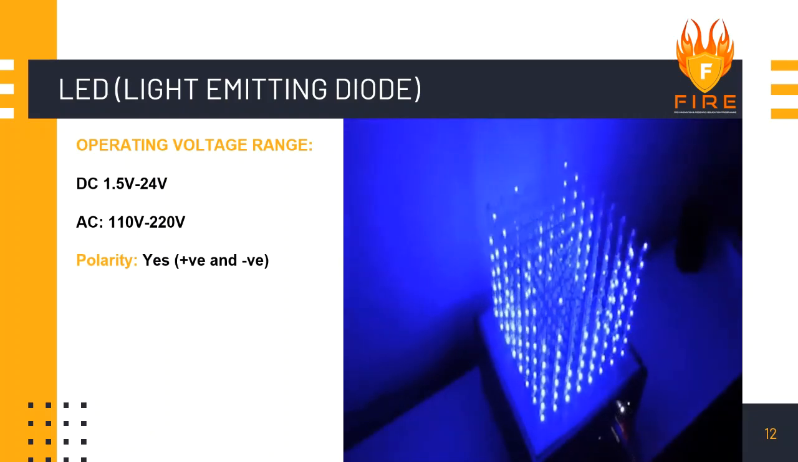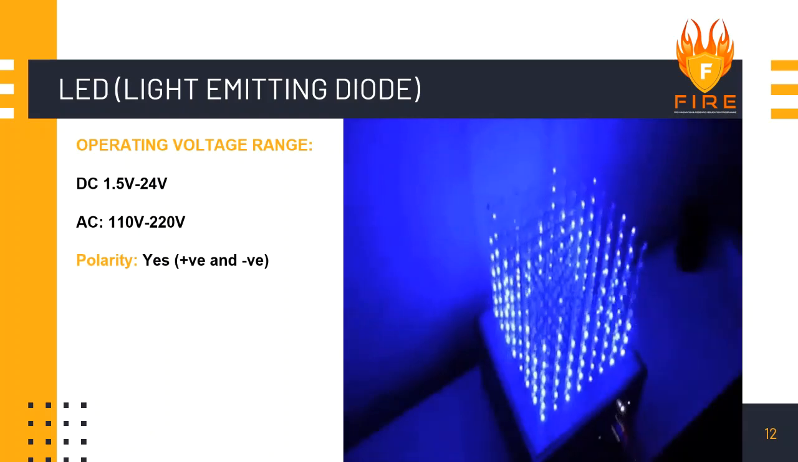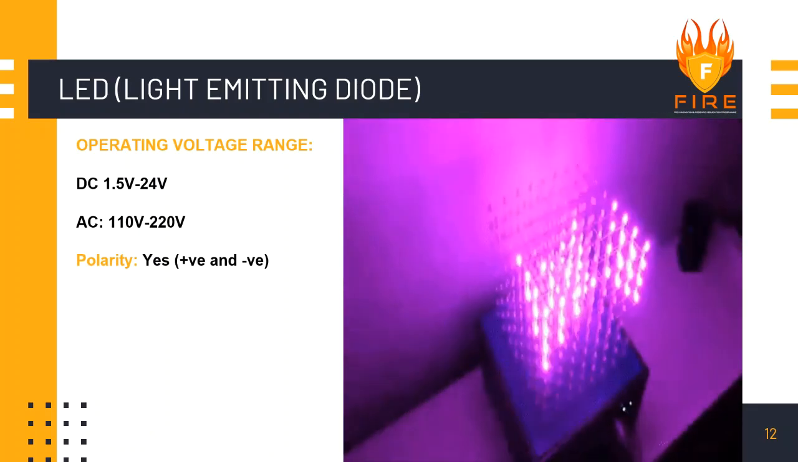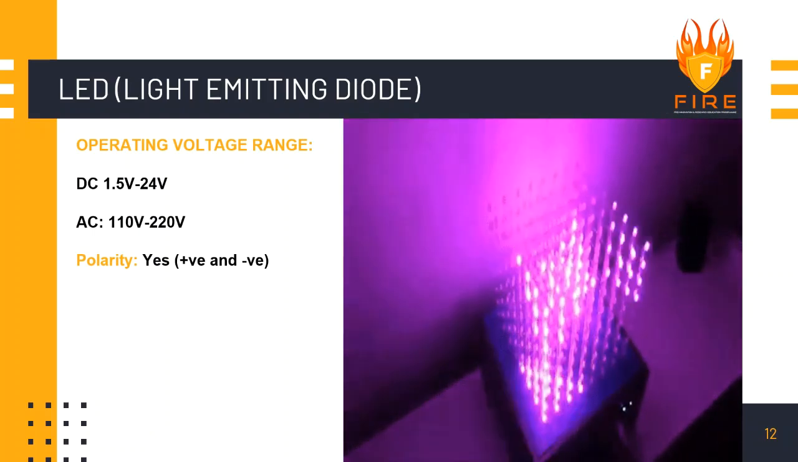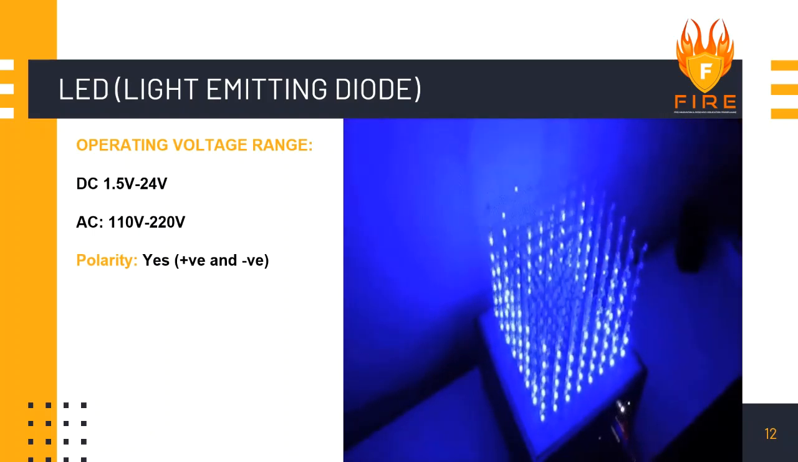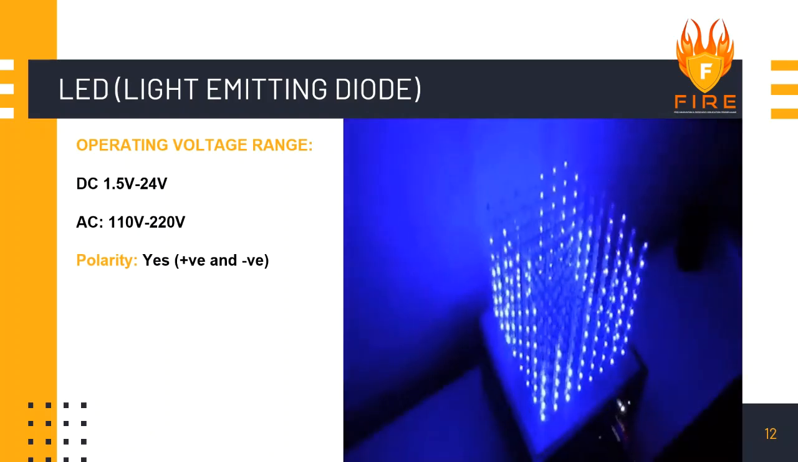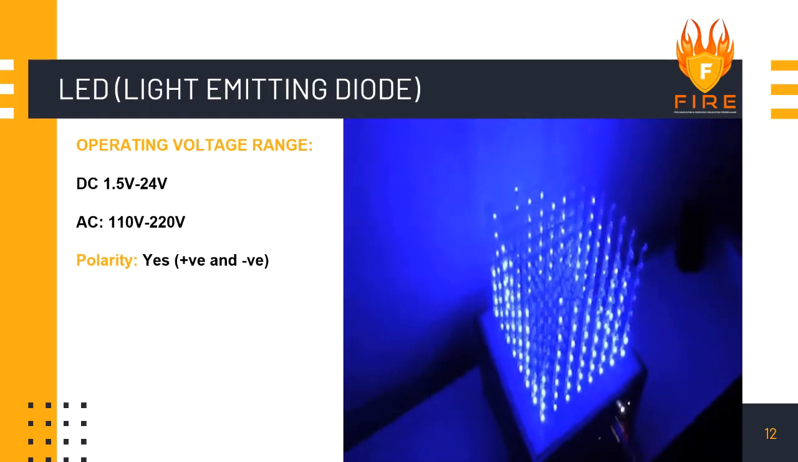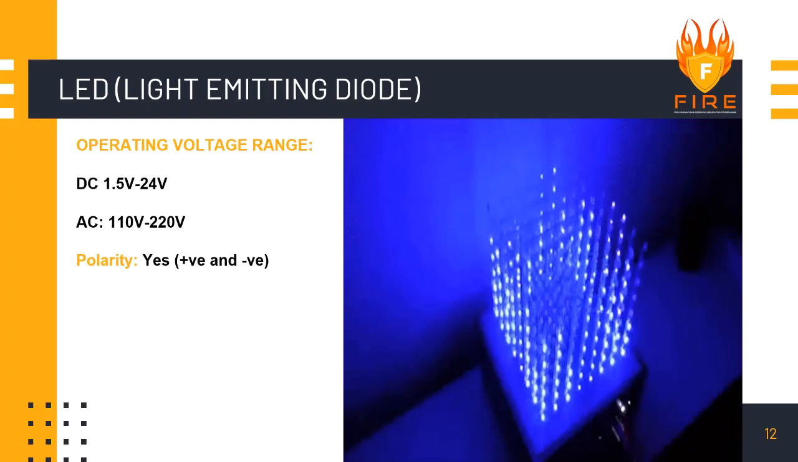An LED can work from 1.5 volt to 24 volt depending on the size of the LED. In AC, you see LED bulbs and LED tube lights, they can work on 110 volts to 220 volts. And here polarity means any component that has two kinds of structure, one is positive leg and another one is negative leg. किसी भी component में यदि दो तरह के legs होते हैं, positive and negative legs, then that component is said to have a polarity, right? This is the definition of polarity.